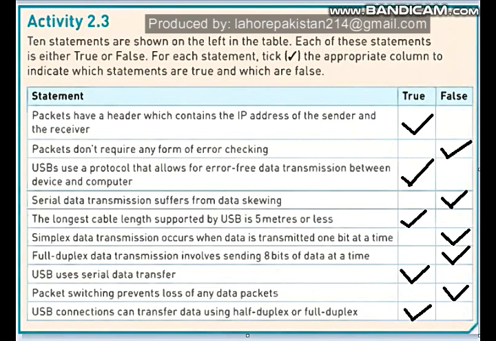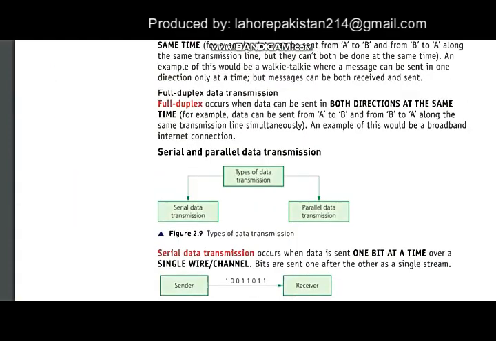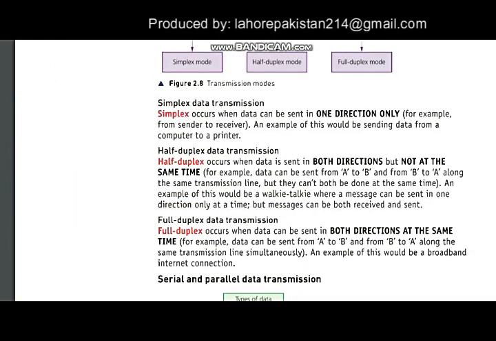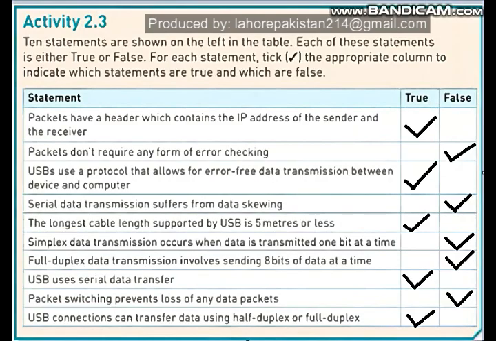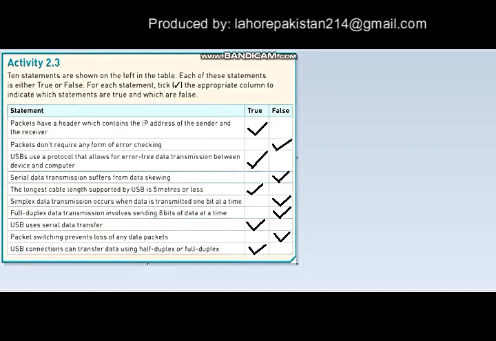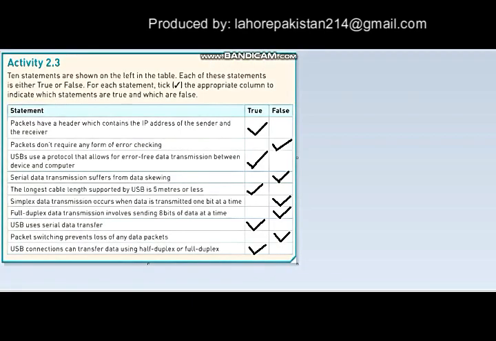Simplex data transmission occurs when data is transmitted one bit at a time. As you can see from your book, simplex data transmission is not related to the number of bits at a time. It is related to direction. So this statement is false. Full duplex data transmission involves sending 8 bits of data at a time. Full duplex transmission is related to direction, not the number of bits. So this statement is also false.